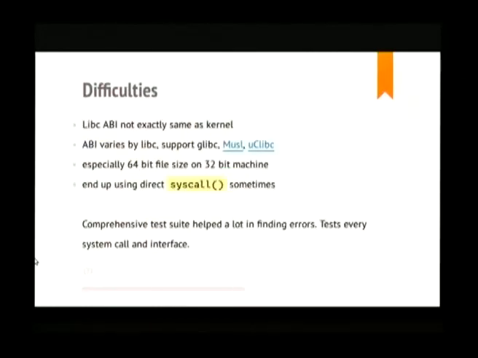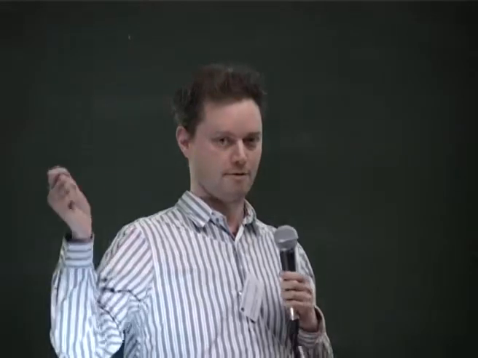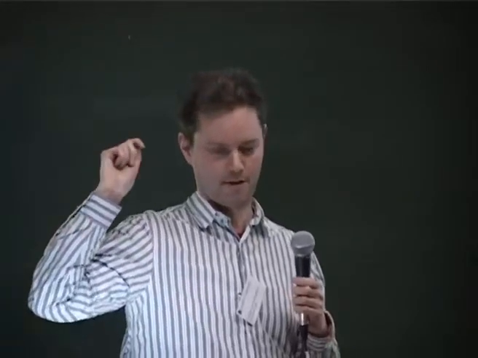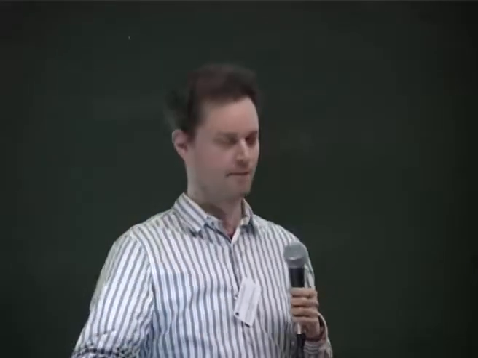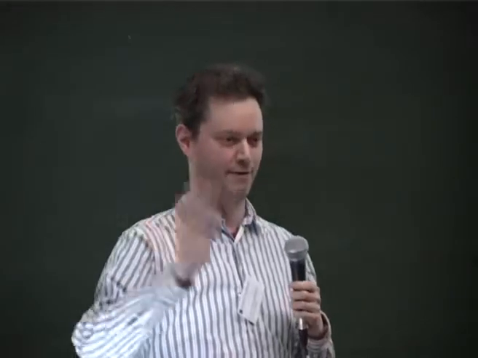The hard bits: libc and the kernel don't provide exactly the same API. The libc does all sorts of compatibility things, and it varies depending on which one. I run this with different C libraries for compatibility testing. The worst thing is 64-bit files on 32-bit CPUs, which are just horrible. Musl just always gives you 64-bit, which is nice and clean, but if you call stat or something like that, you don't actually know what it's going to be. So quite often I just call the syscall interface directly for compatibility reasons.